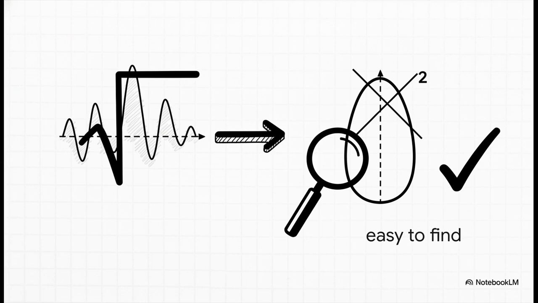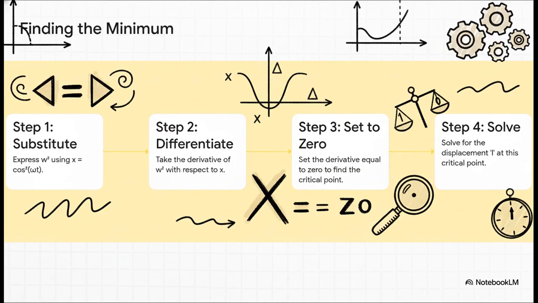Now, our function for total acceleration has that pesky square root in it, which can make taking a derivative a bit of a headache. So here's a little math trick. Instead of minimizing w, we can minimize w squared. Since squaring a positive number doesn't change where its minimum is, we get the same answer, but with much, much easier algebra.